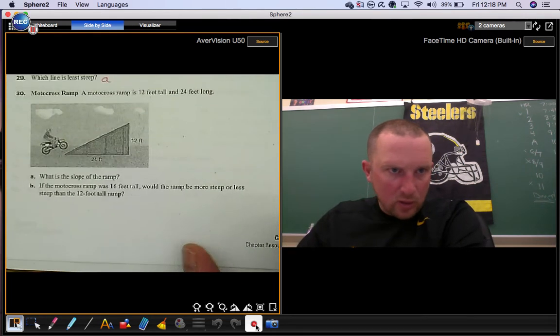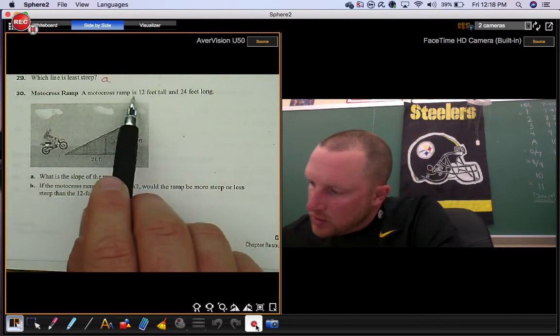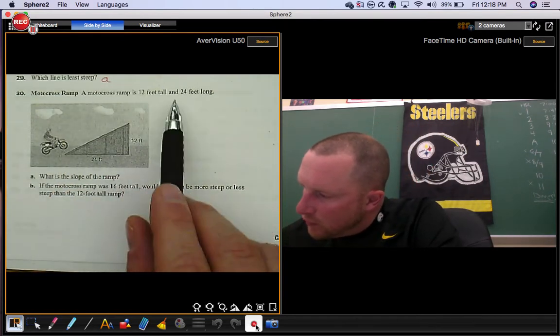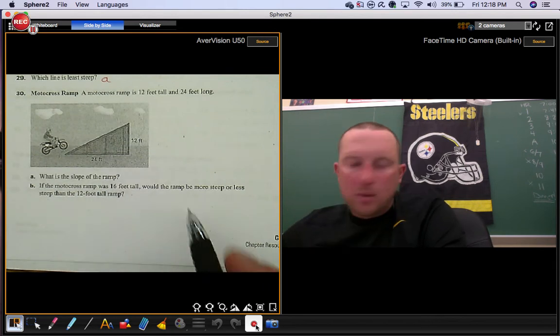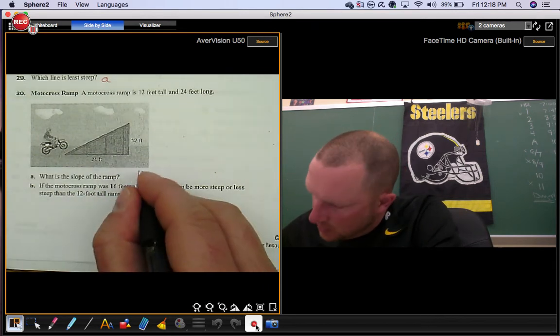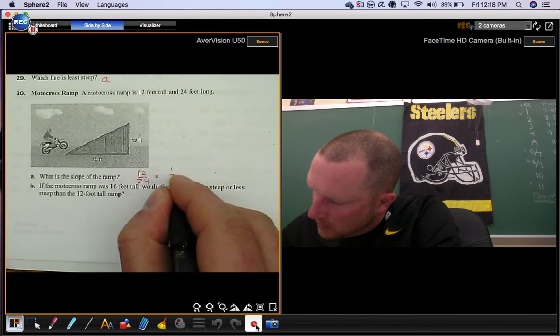Number 30, we're looking at a motocross ramp. A motocross ramp is 12 feet tall and 24 feet long. What is the slope of the ramp? Rise to run ratio, 12 to 24. That's 1 to 2.